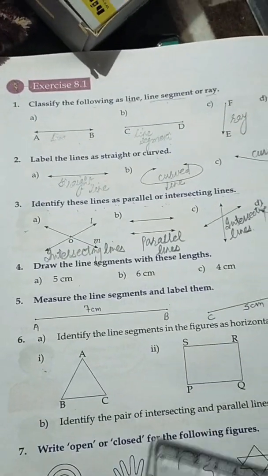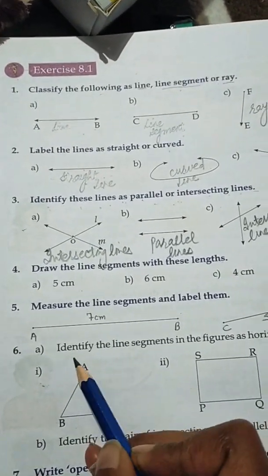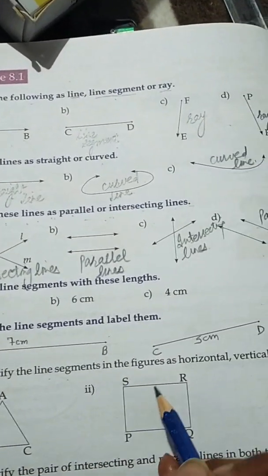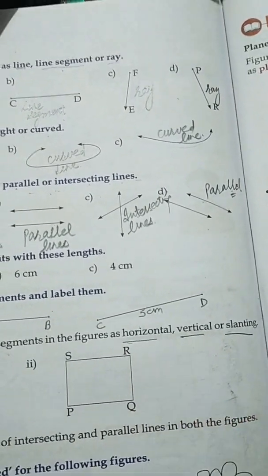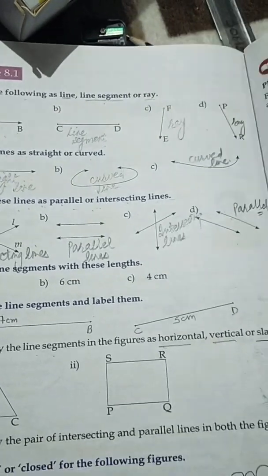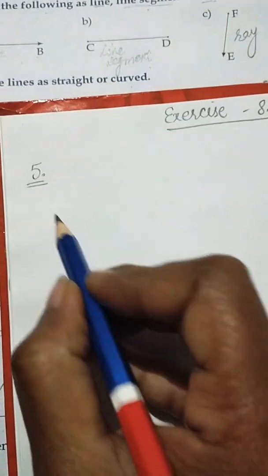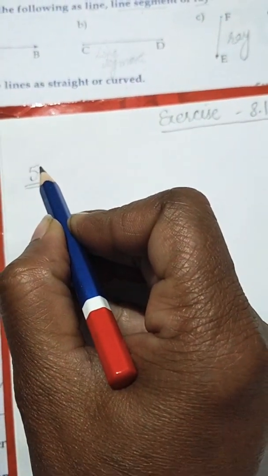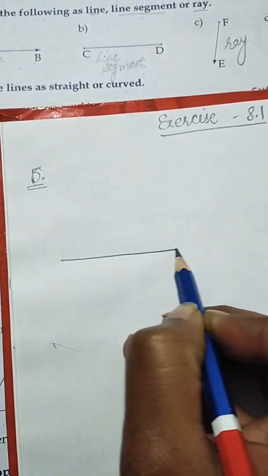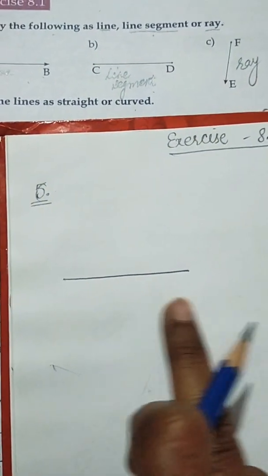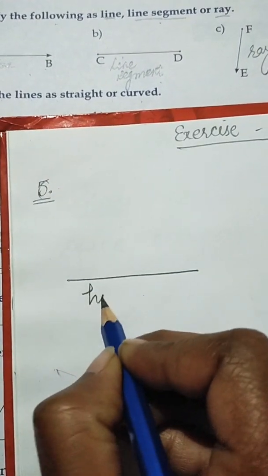Yes, now sum number 6 is there. Here identify the line segments as in the figures: horizontal, vertical and slanting. Yes beta, firstly see what is a horizontal line. Yes, this is sum number 6. A horizontal line is like this sleeping line. The sleeping line is called a horizontal line.